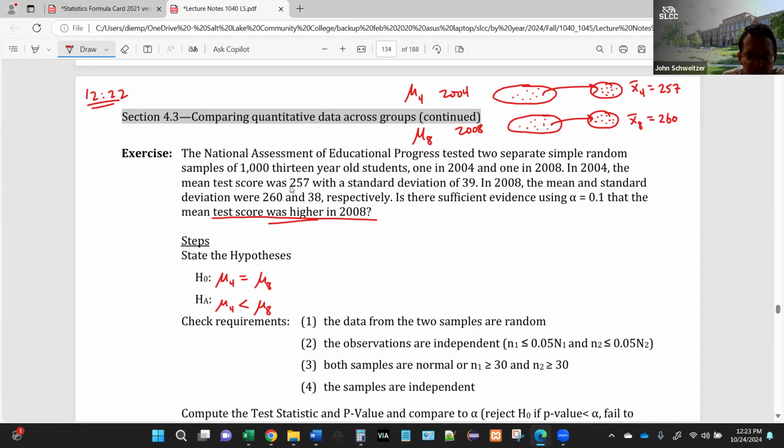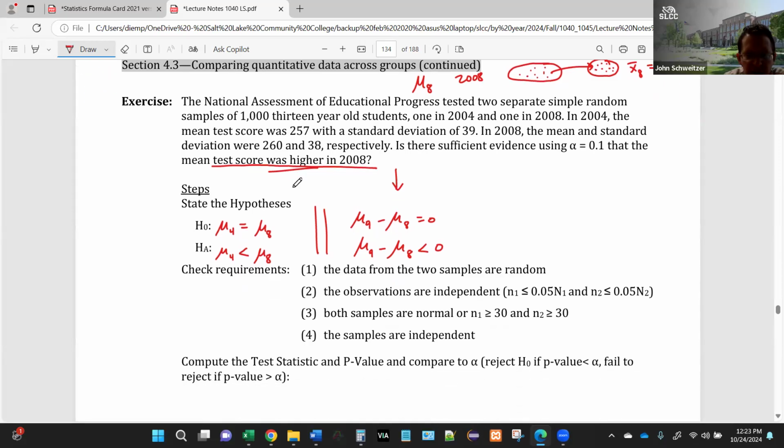Okay, now alternatively, we could write this in the form mu04 minus mu08 equaling 0, and that would be equivalent to mu04 minus mu08 being less than 0. Okay, so those are equivalent to each other. The second form is a little bit nicer for going over to confidence intervals.